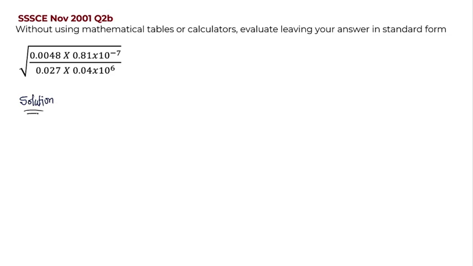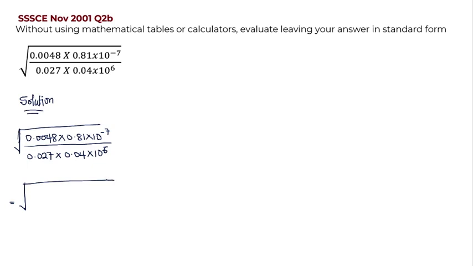So we write down our solution. I'm going to copy my question. So I have the root of 0.0048 times 0.81 multiplied by 10 raised to the power negative 7, all on 0.027 times 0.04 times 10 raised to the power 6. The first thing we do is to convert all of these into standard form.